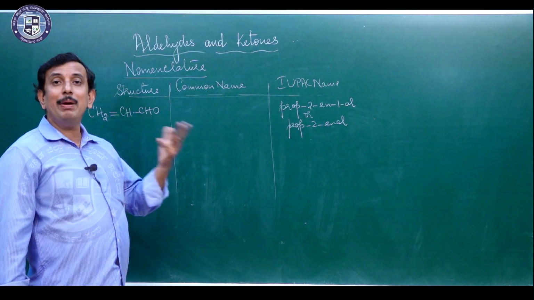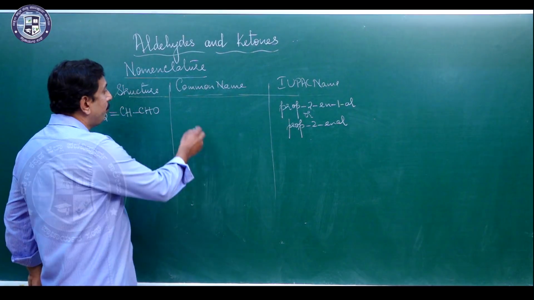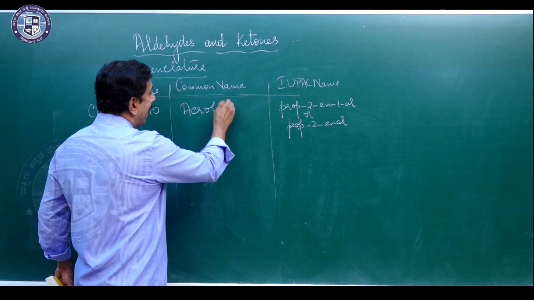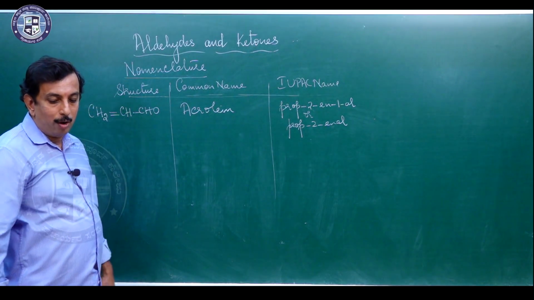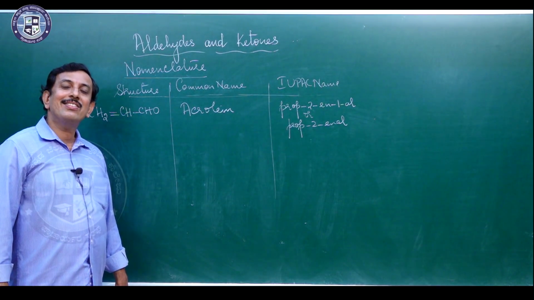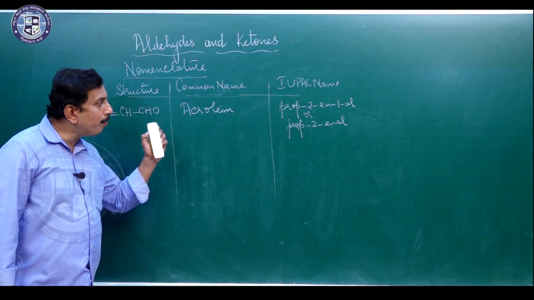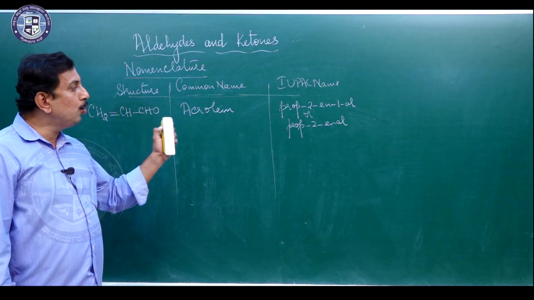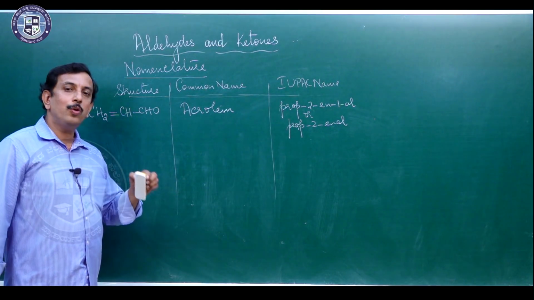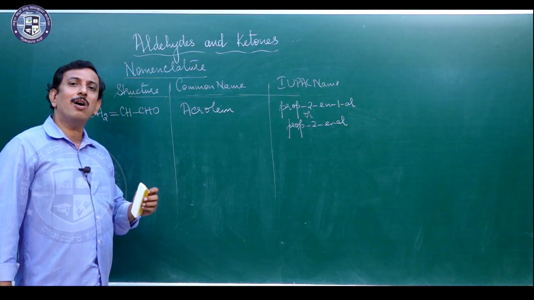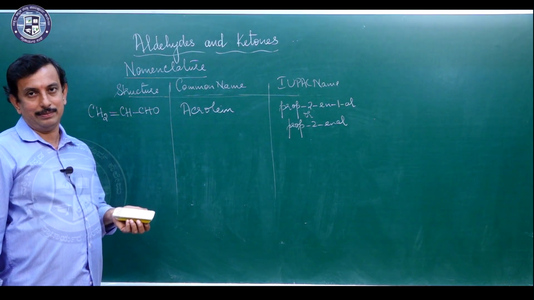Now, what is the common name of this compound? The common name of this compound, I call it as acrolein. Acrolein, the common name of the compound CH2=CH-CHO, we call it as acrolein, or it is prop-2-en-1-al or 2-propenal. This is how I can take few examples for an aliphatic aldehyde.